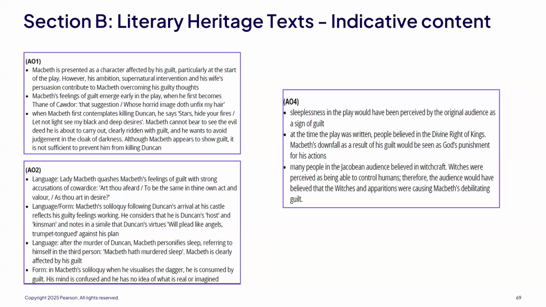So again, we've got a few little snippets from the indicative content. This isn't the whole thing. These are for question 13 about how Shakespeare presents Macbeth's guilt. The full mark scheme is in SO3 on page 16, but we can see some of the indicative content there.